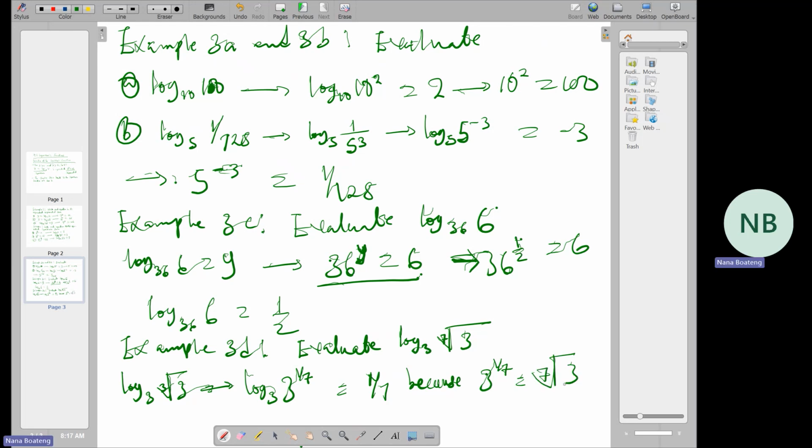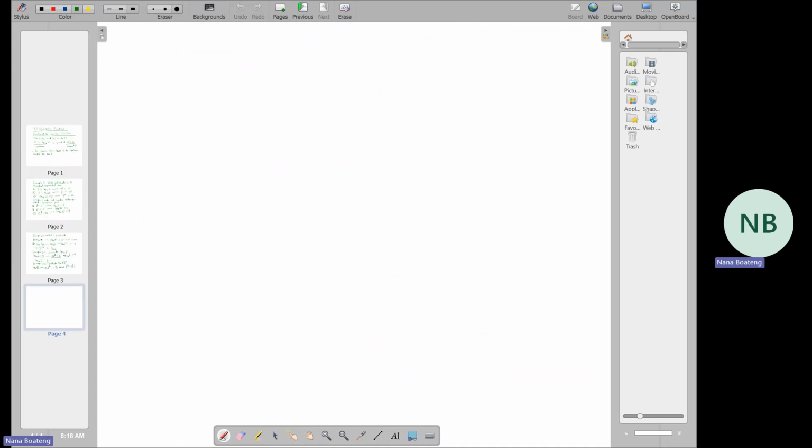All right. So let's look at some properties of logs. These are some properties of logs. Let's see some properties of logs.